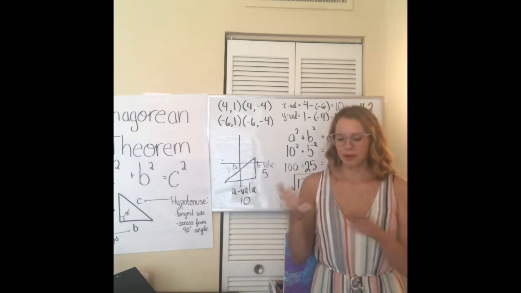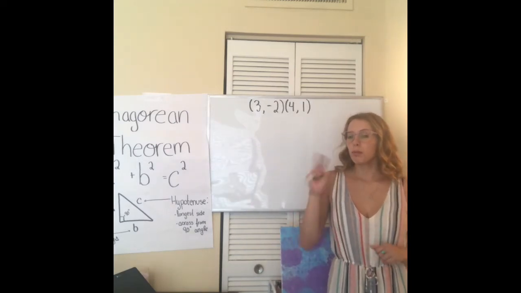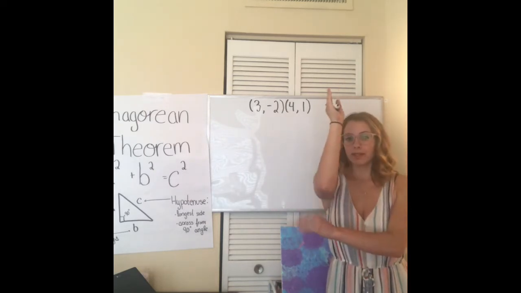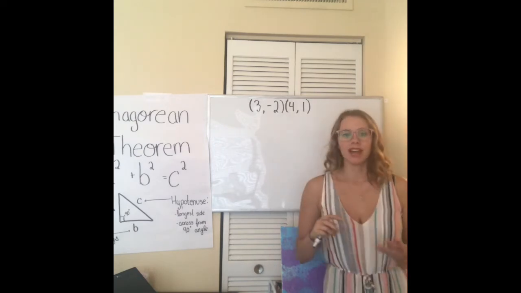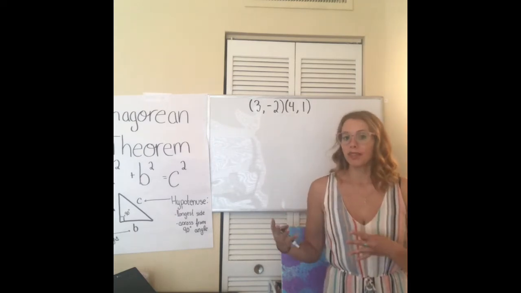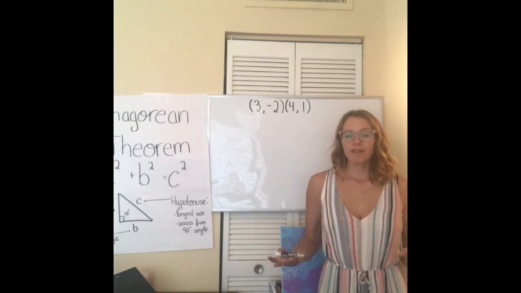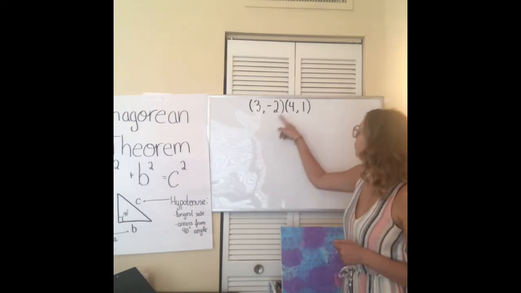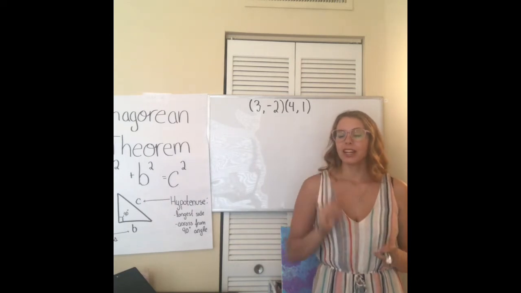Let's try another example. Sometimes the problem will only give you 2 points, and they're not going to be a nice straight up and down or a straight horizontal. They're going to be on somewhat of a diagonal, and they'll ask you what the distance is between these 2 points. The way that we find it is with the Pythagorean theorem.